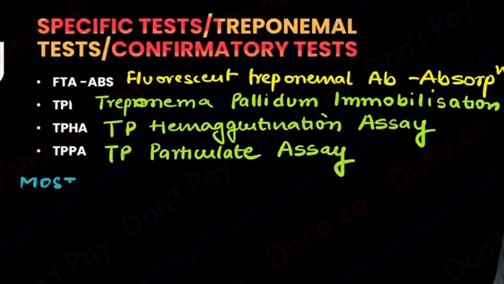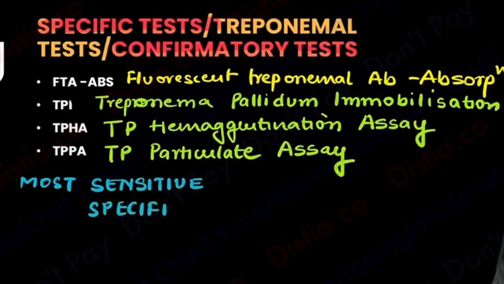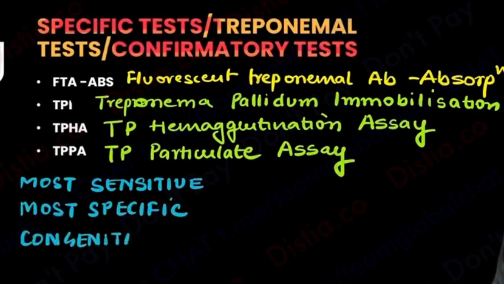So now there are a couple of questions which are coming up to everyone's mind. Please quickly tell me which out of these is said to be the most sensitive, which out of these is said to be the most specific, and which out of these is going to be important for congenital syphilis. Which of these is important for congenital syphilis?